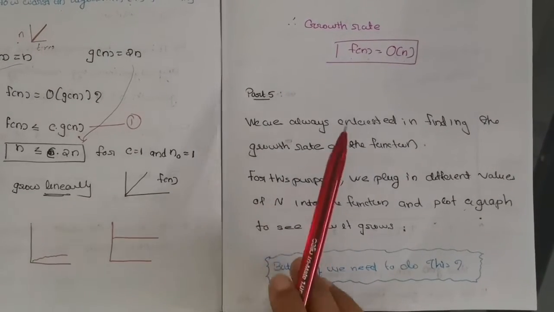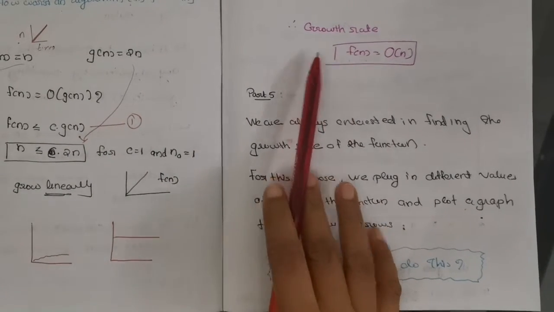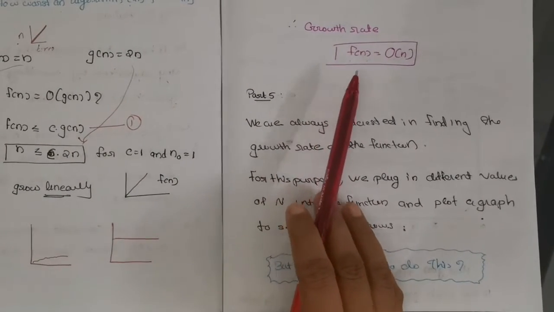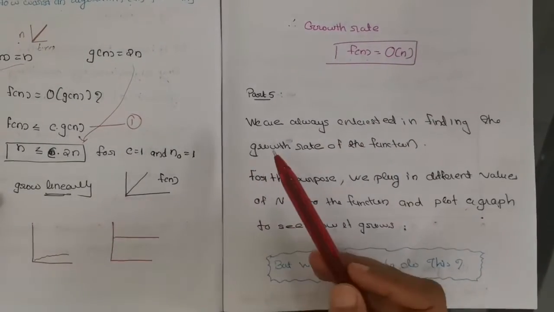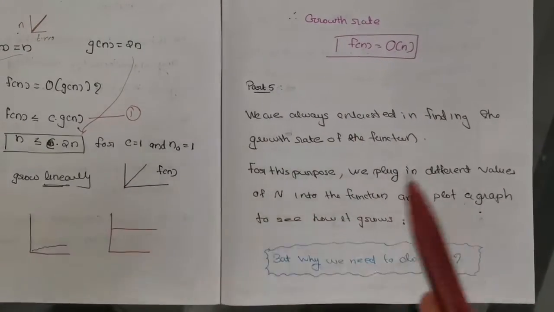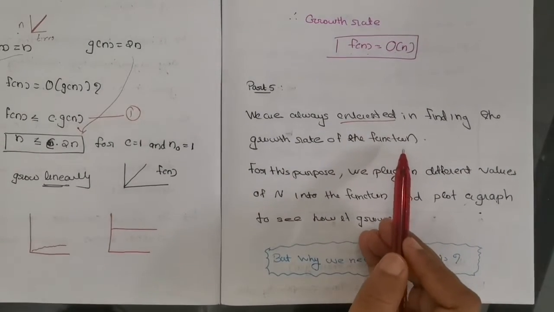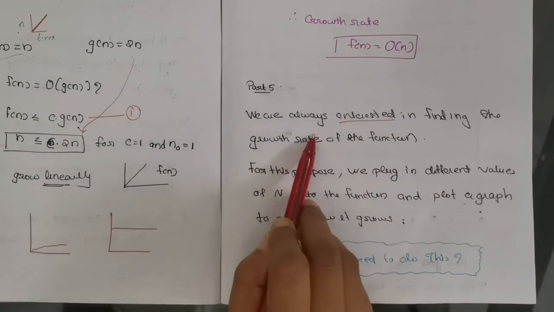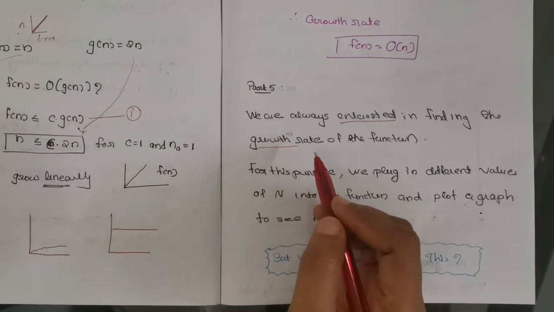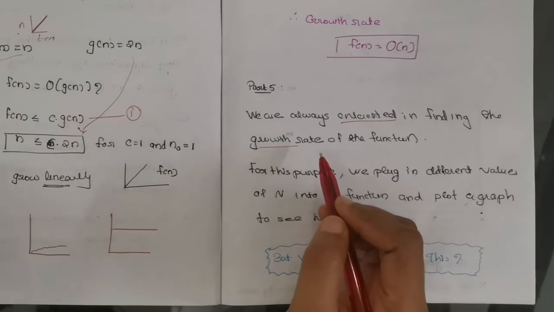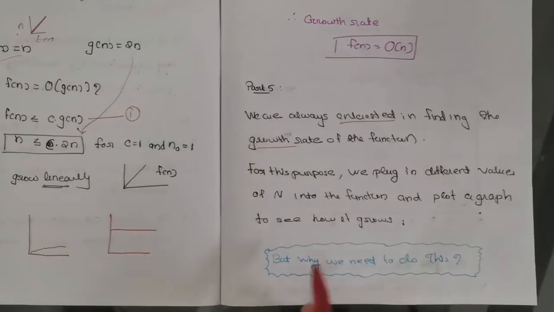In the previous video, we took the growth rate. We find out the growth rate and then we find out the big O notation value. Here we are always interested in finding the growth rate of a function, right? Depending upon the growth rate, we analyze whether it is really consuming a lot of time or not, whether it is good or bad, and that kind of thing.